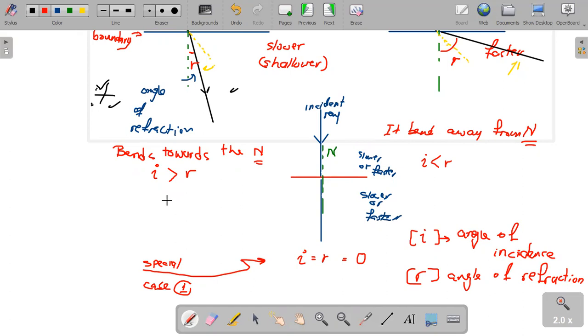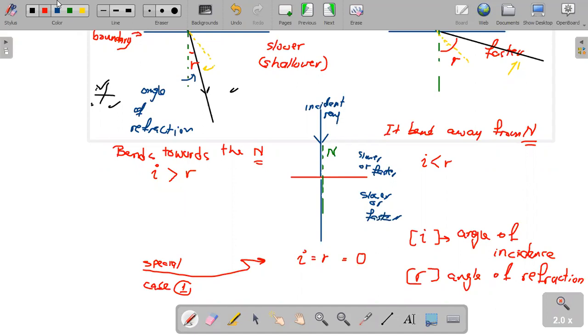I was wondering if the ray falls normal to the boundary between two different mediums, okay, only the wavelength changes but not the direction. But not the direction.